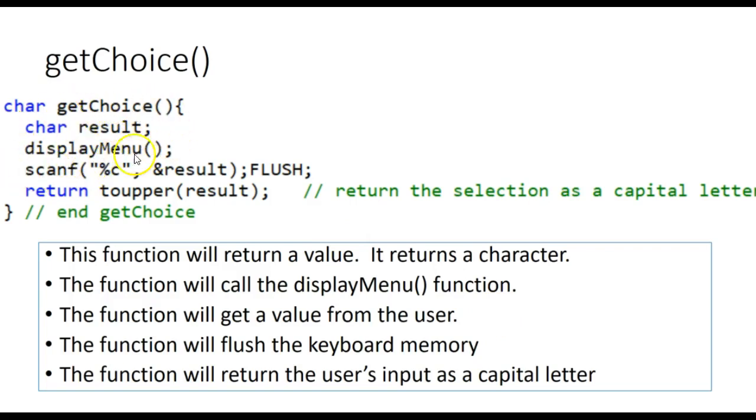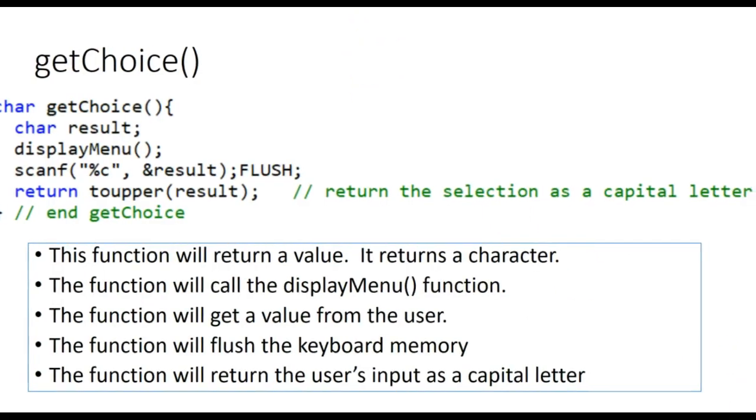One of the first things that happens in GetChoice is, for the user to select something, they have to see that menu. So there's a call to display menu. So you can picture the menu on the screen, and on the bottom it says enter your selection, and all GetChoice does is scan it into result. Every value returning function has a data type, the word result, return result. Notice I did a flush because I'm scanning into a character. The last thing I want this code to do is not only to return the result, but I want it to return the result as a capital letter.